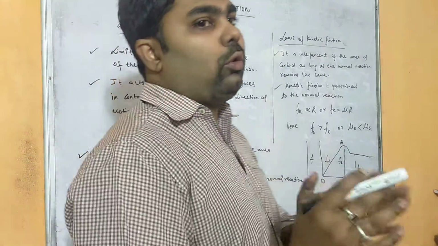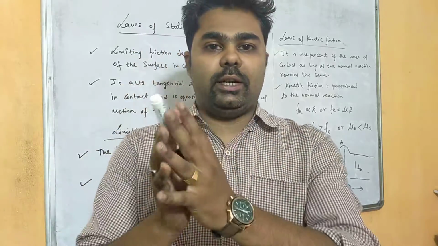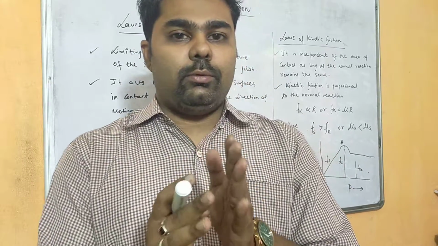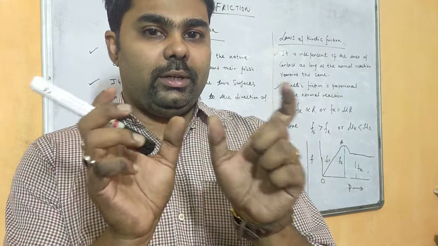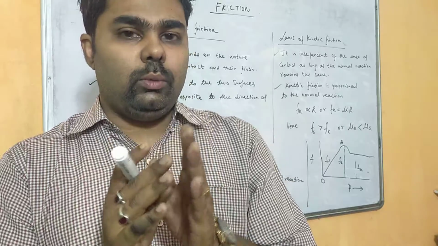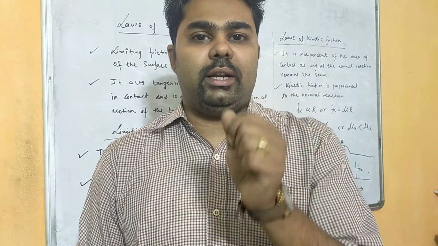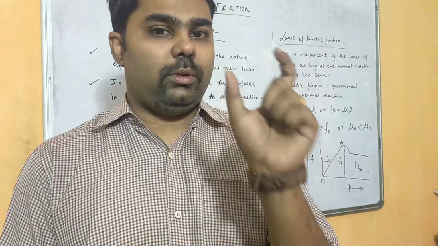Static friction is also called self-adjusting friction, because when you are applying a force in the forward direction, an equal and opposite force acts in the backward direction, but the object is not moving. Both the forces are balanced. So when you are applying a small force in the forward direction, a small frictional force is acting in the backward direction. The object is at rest.